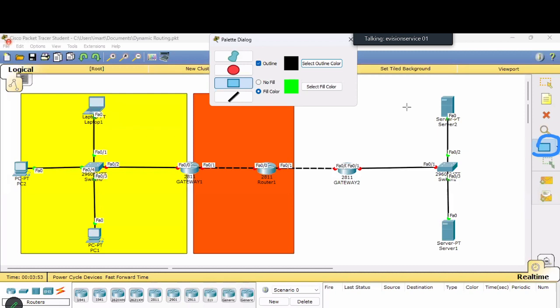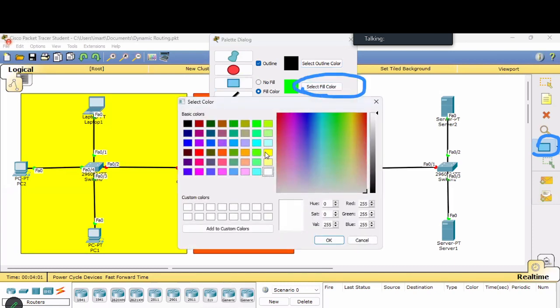ठीक है. अभी कलर तुम इधर से चूज करो. सिलेक्ट फिल कलर. चूज करो अपना कलर.